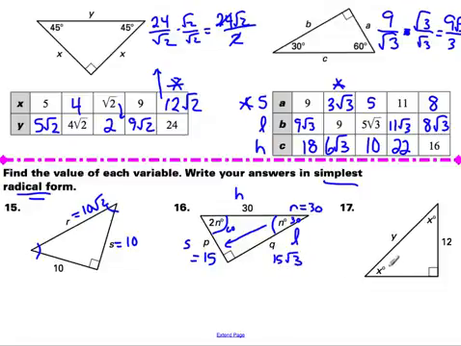In this case, if these are both the same, that means they're both 45, so X equals 45. If this is my side length, this just becomes 12 times the square root of 2.